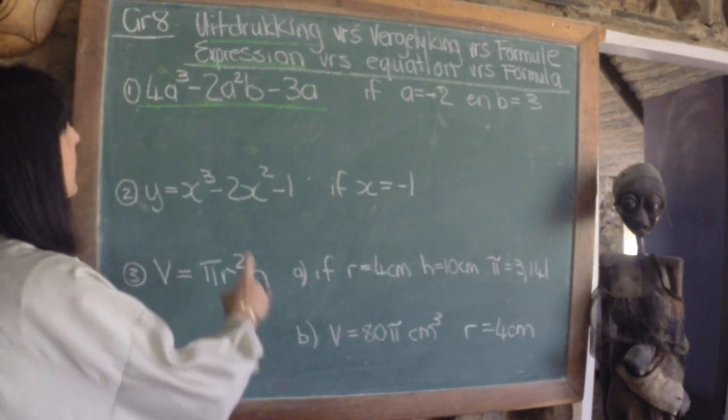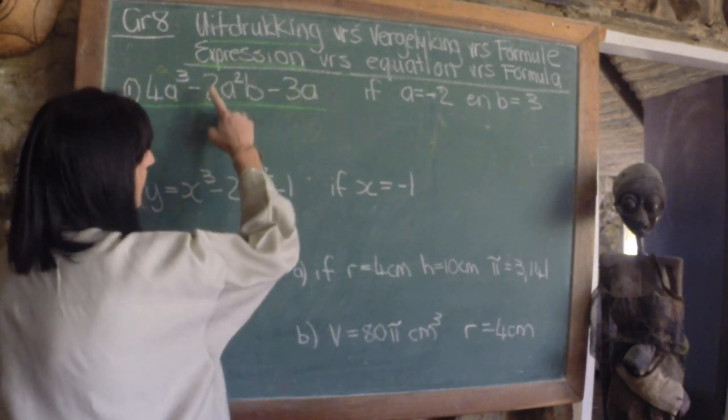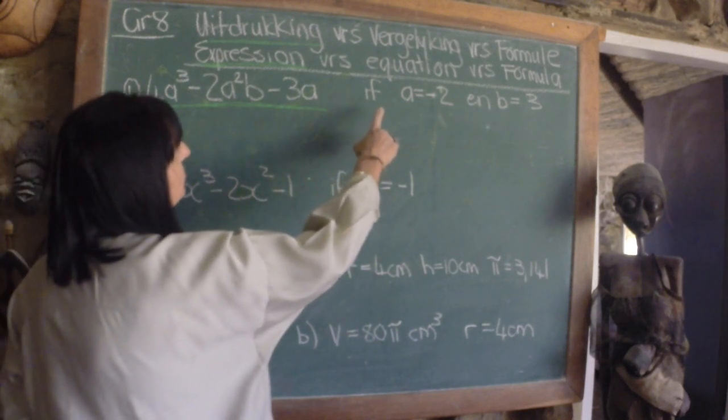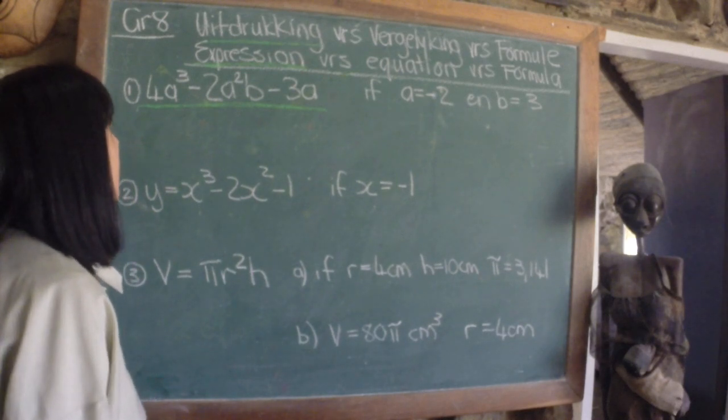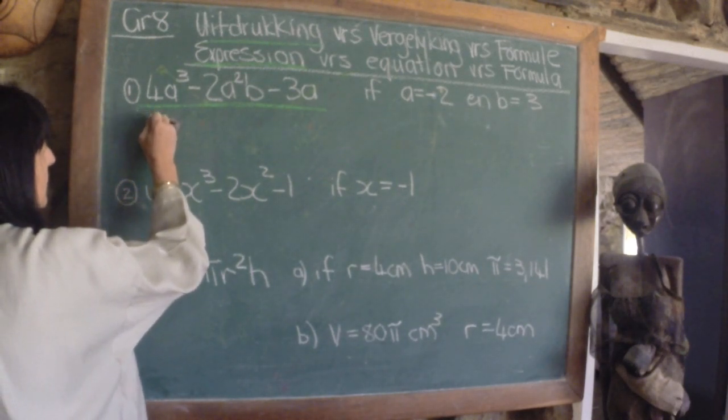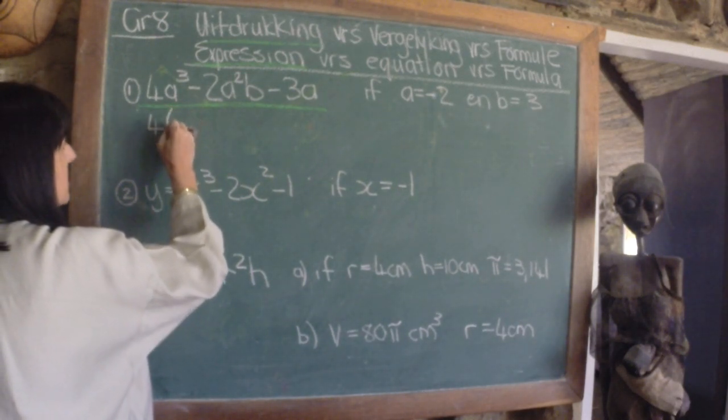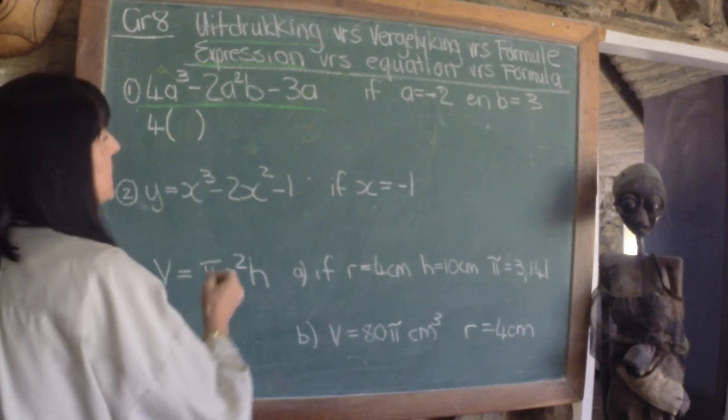When we want to work out the value of this expression, we can substitute A with -2 and B with 3 to get the value of this expression. When we substitute, we replace in brackets.